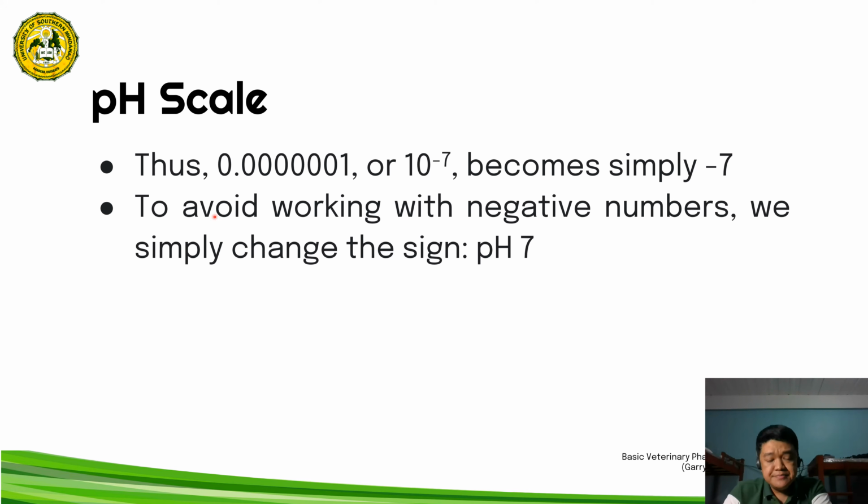So the scientists have removed this negative sign in order to avoid working with negative numbers. They simply change the sign into 7. They remove the negative sign and simply retain the number 7. But when we say pH of 7, that would represent this number here at 10 to the negative 7, or this particular number here.